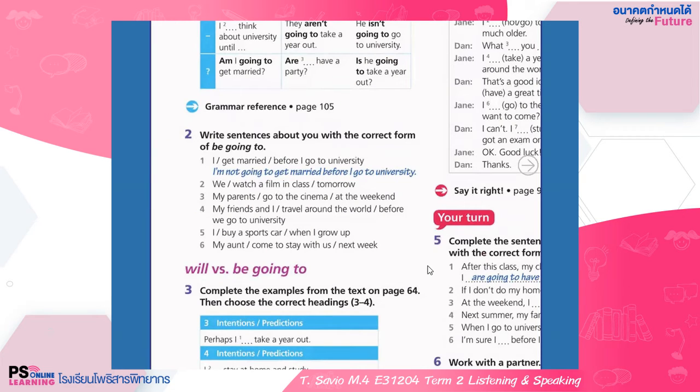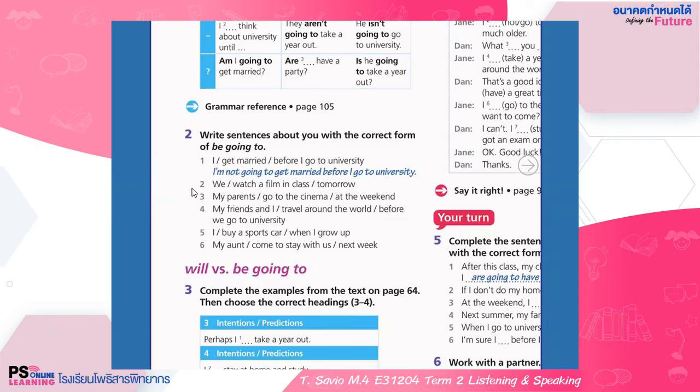Let's try exercise 2. Write sentences about you with the correct form of be going to. For number 1, the structure, I get married before I go to university. So here you have to think about the affirmative or negative form of these sections. Number 1. I'm not going to get married before I go to university.